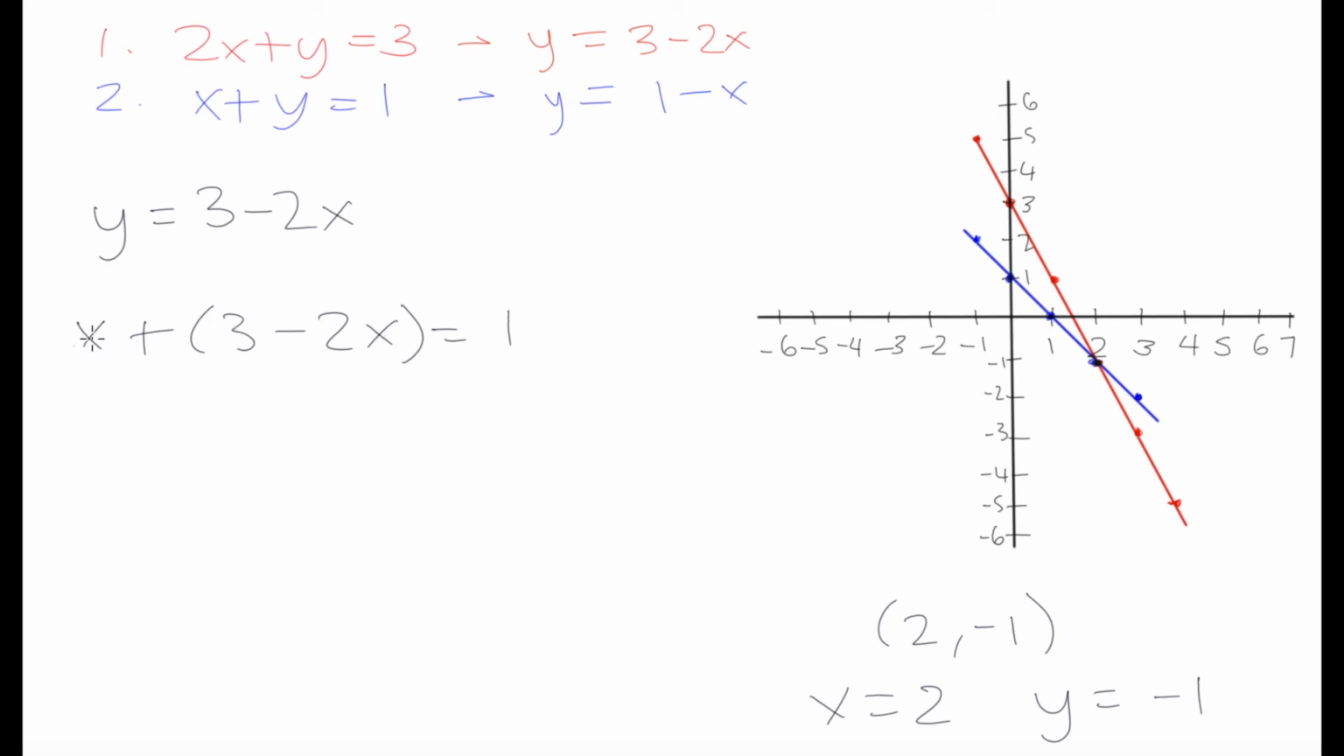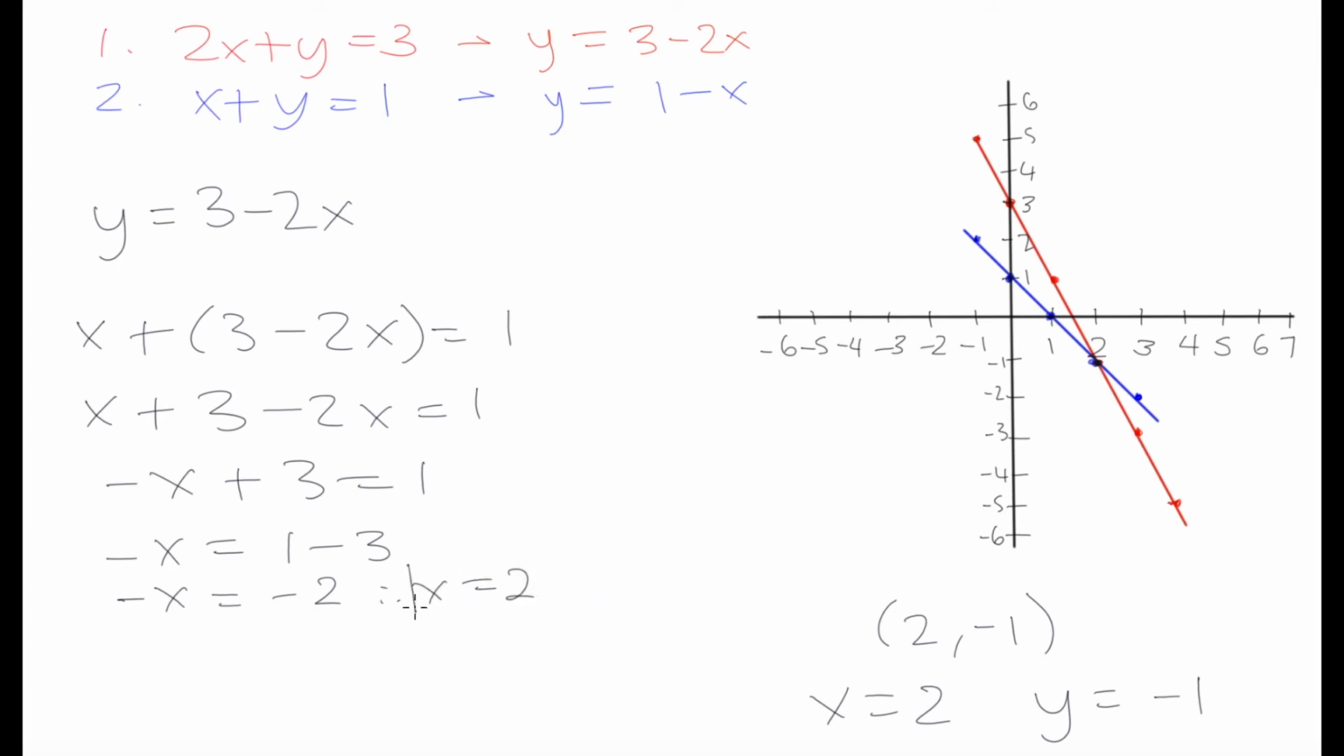And now we can solve for x in this equation. So we have x plus 3 minus 2x is equal to 1. x minus 2x is going to be minus x, plus 3 is equal to 1. We can bring this plus 3 to this side, so it becomes minus x is equal to 1 minus 3. And that gives us minus x is equal to minus 2. So x is equal to 2. So now we have found our value for x, and what we can now do is plug in that value for x into either one of our two equations and solve for y.